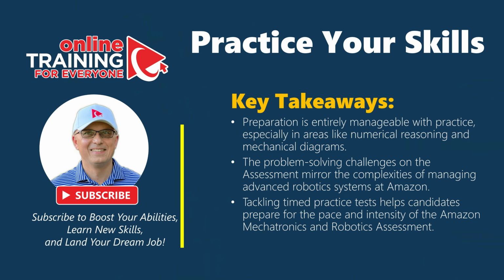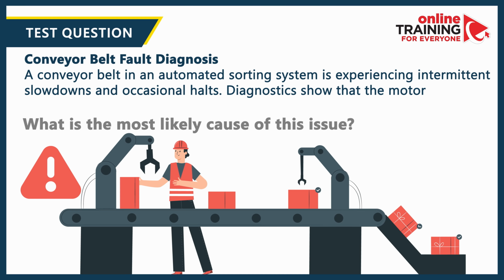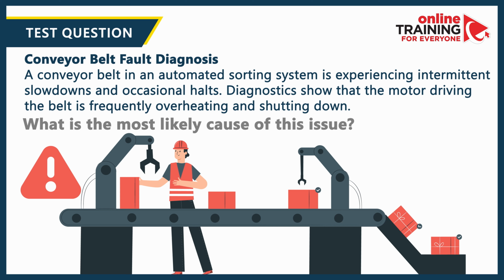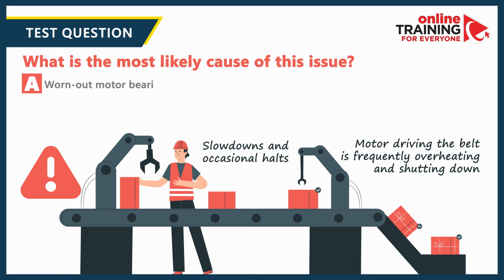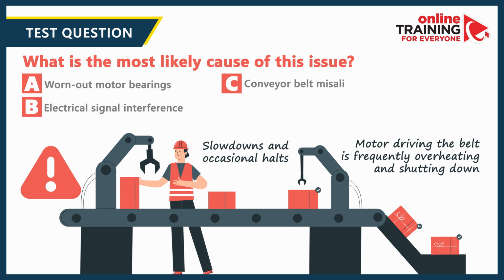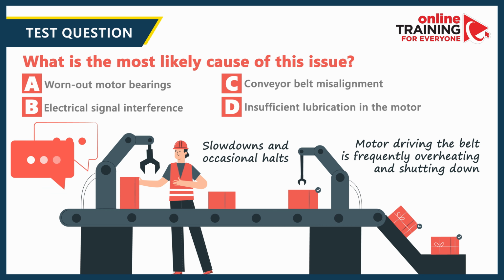But wait, are you ready to practice your skills? Try this question to see how you would do. A conveyor belt in an automated sorting system is experiencing intermittent slowdowns and occasional halts. Diagnostics show that the motor driving the belt is frequently overheating and shutting down. What is the most likely cause for this issue? Your choices for the answers are: choice A, worn out motor bearings; choice B, electrical signal interference; choice C, conveyor belt misalignment; and choice D, insufficient lubrication of the motor. Once you're confident in your answer, share it in comments and I'll provide my feedback. Best of luck with this exciting and intriguing question.